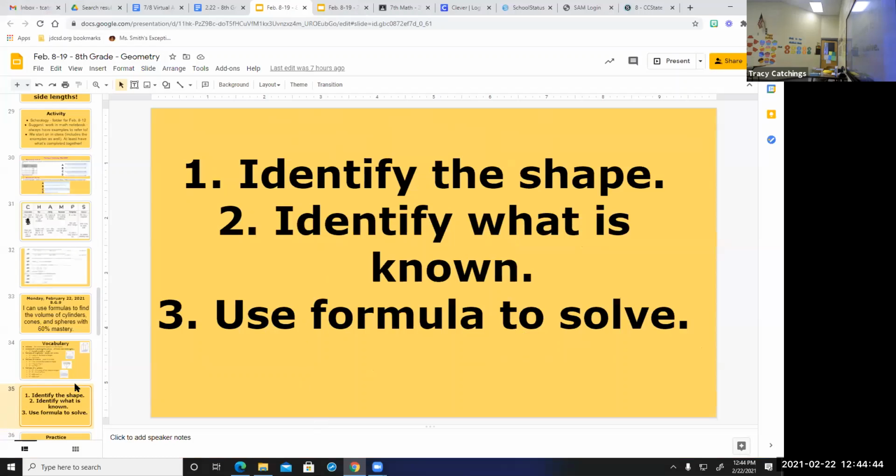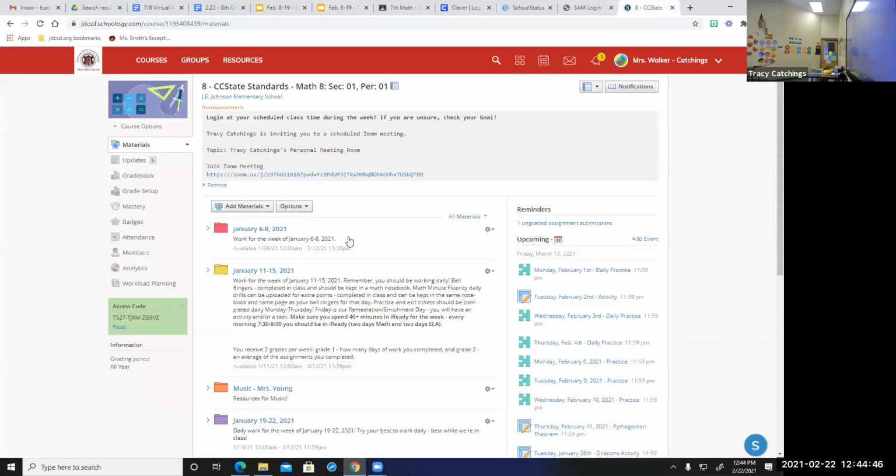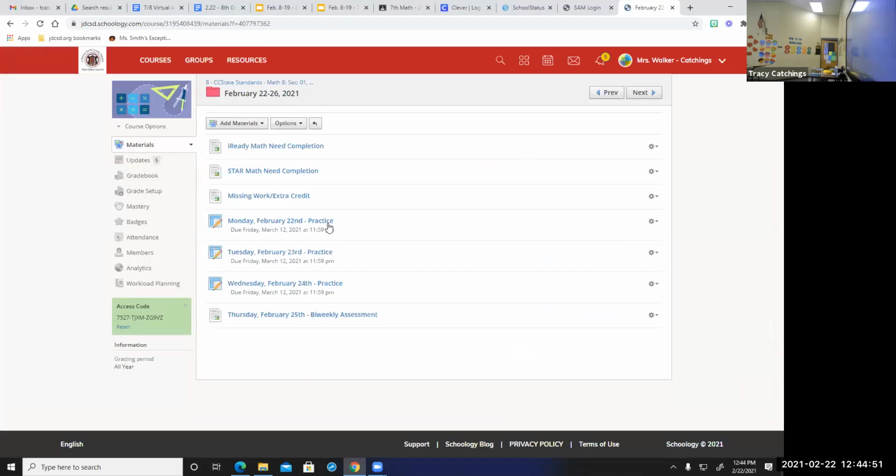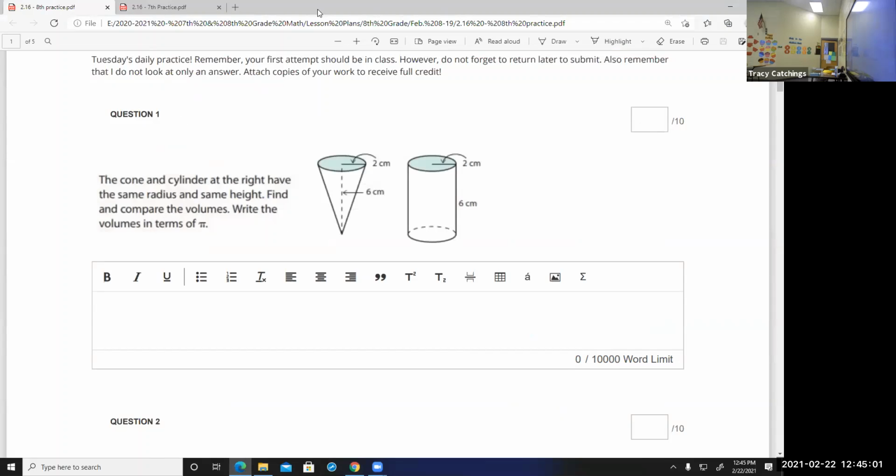Your practice is in its typical place, Schoology. Except now it's in the folder February 22nd through 26th. It says Monday, February 22nd practice. It is a PDF. I believe it's going to tell you to open up with Cannon. If you're without your Chrome, you may want to write on a piece of paper, and that way later you can take a picture of it, send it to your email, and then upload that into your assignment.